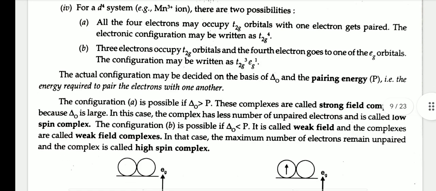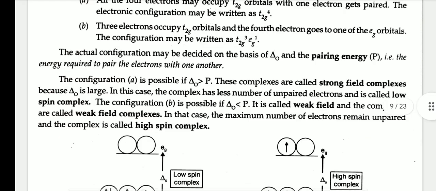The configuration A is possible if delta naught is greater than P. These complexes are called strong field complexes because delta naught is larger. In this case, the complex has a smaller number of unpaired electrons and is called a low spin complex. The configuration B is possible if delta naught is lesser than P. It is called weak field and the complexes are called weak field complexes. In that case, the maximum number of electrons remain unpaired and the complex is called a high spin complex.